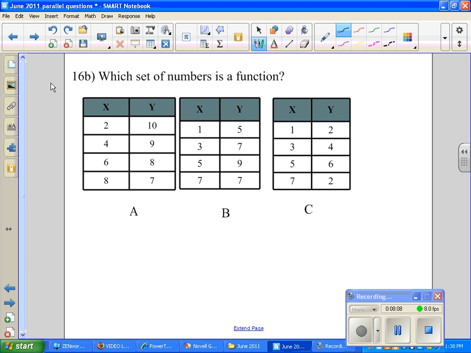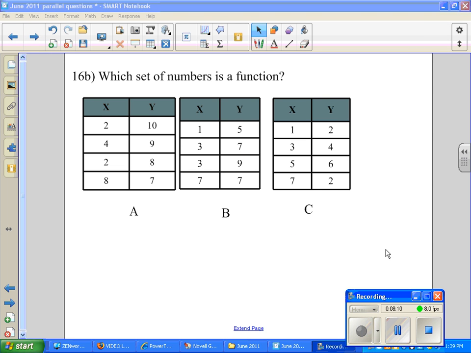Which of these numbers is a function? Take a look at it. I just changed a couple numbers. Which one is a function? Did you find the answer yet?